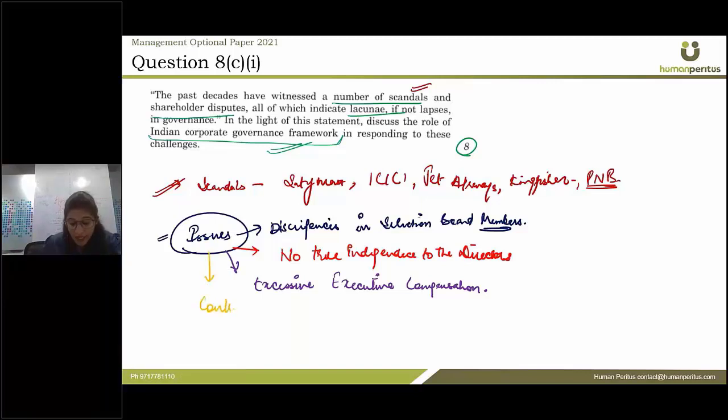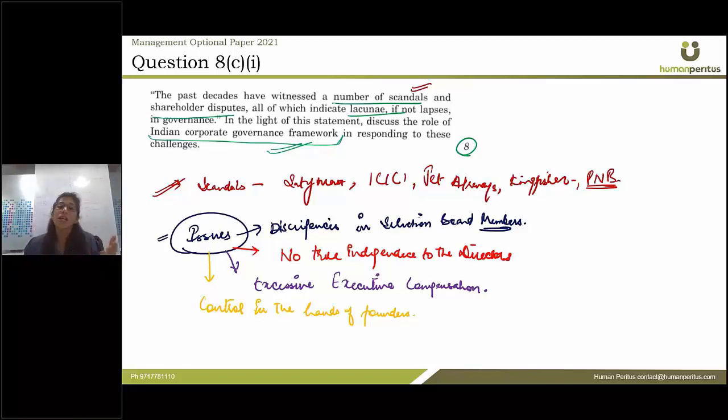Next is that the control is in the hands of the founder most of the time. Here we can state the example of ICICI Bank, where Chanda Kochhar did what? A quid pro quo transaction happened in that case. She gave a loan to the Videocon company, which in return gave some amount to the company of Chanda Kochhar's husband. So this was a quid pro quo transaction case. Here the personal interest of the founder was put over the interest of the shareholders. So basically, the control is always in the hands of the founders.